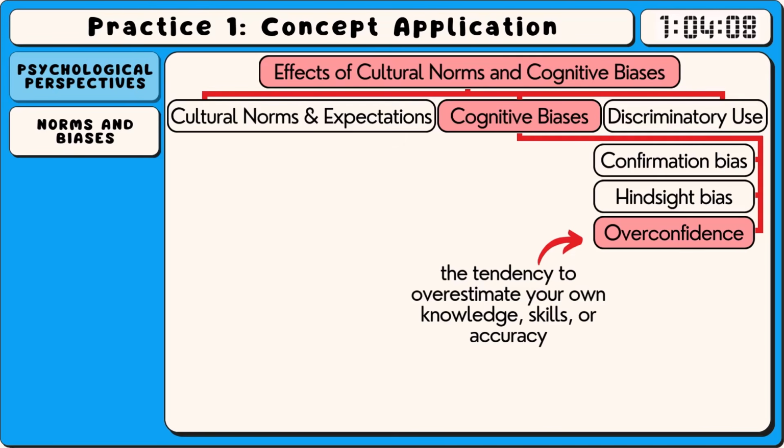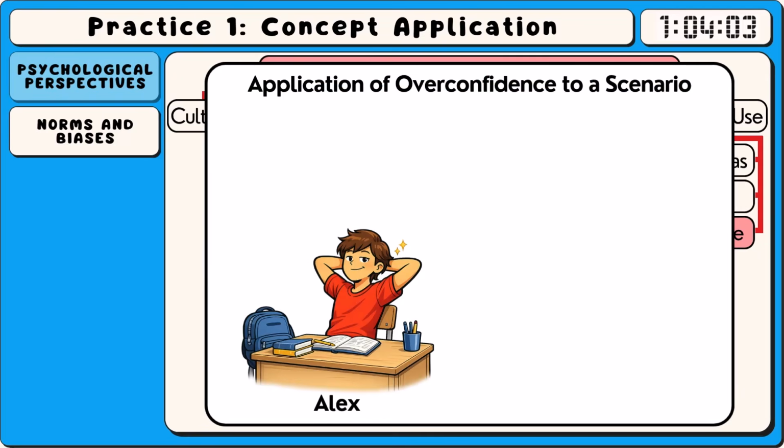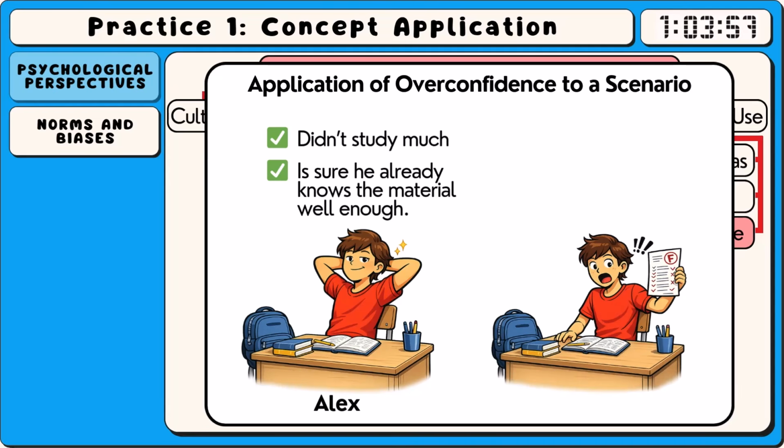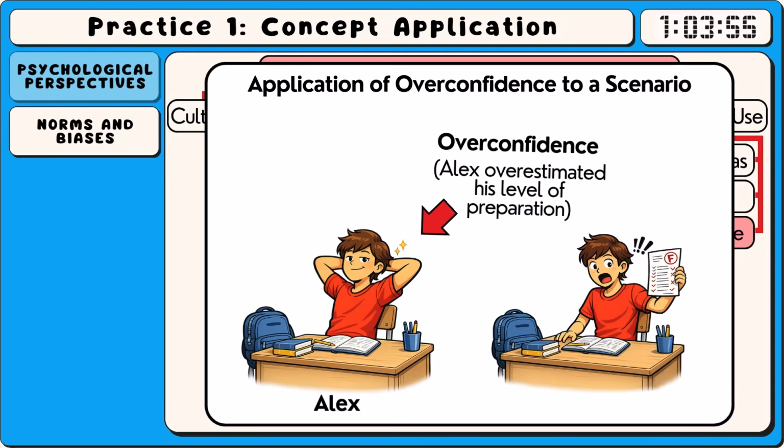Overconfidence is the tendency to overestimate your own knowledge, skills, or accuracy. For example, Alex studies only briefly for a big test because he is sure he already knows the material well enough. He then performs poorly on the exam. This reflects overconfidence because Alex overestimated his level of preparation.